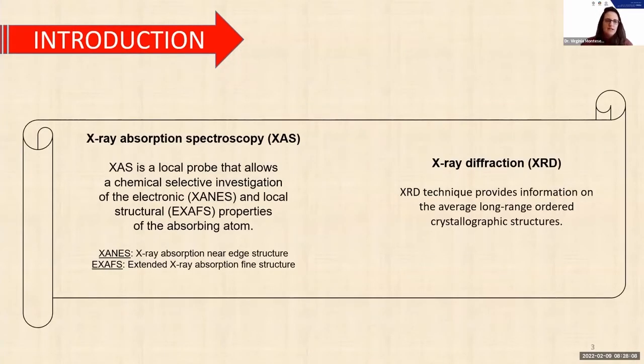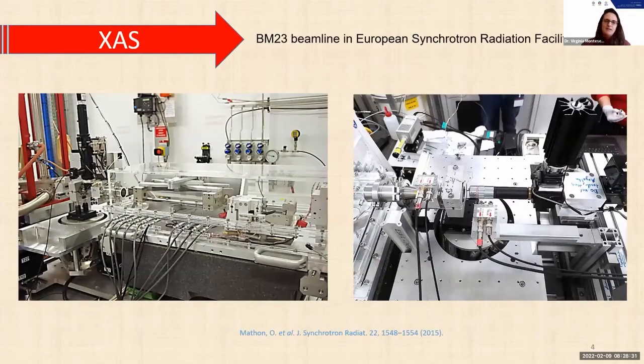Normally, I use these two complementary techniques. X-ray absorption spectroscopy is a local probe that allows a chemically selective investigation of the electronic and the local structural properties of the absorbing atom. And X-ray diffraction, as you know, provides information on the average long-range order crystallographic structure. The XAS experiments were carried out at the BM23 beamline at the ESRF.